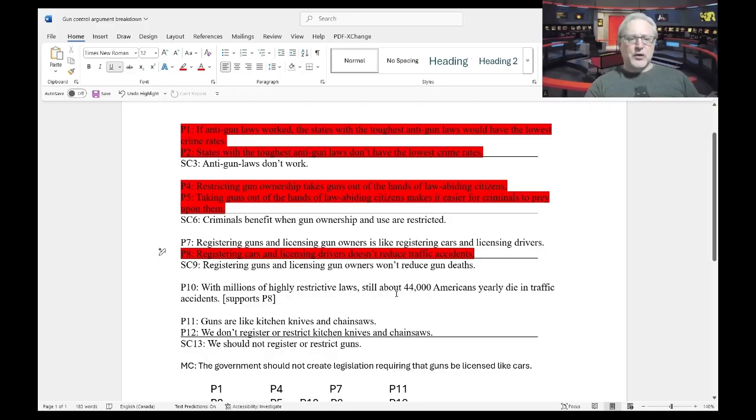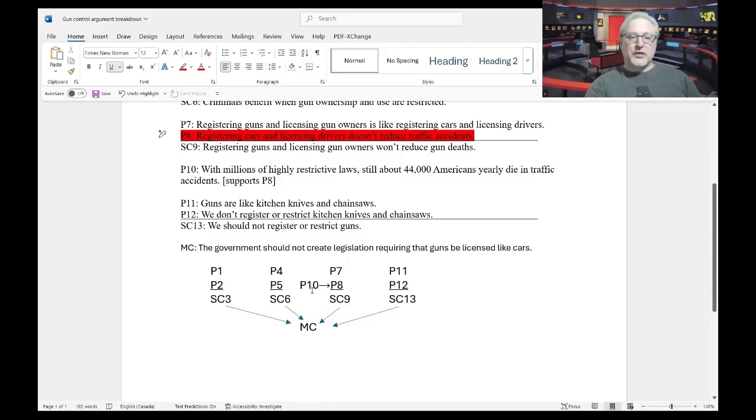What do we do with P10? Well, we said that P10 supports P8, which would mean that P10 is a premise for P8. So P10 arrow to, wait, hang on. I can show you. So that would mean that P10 to P8 here would be its own subordinate argument in support of premise number 8, which would be a subordinate conclusion in this case. But we've already decided that P8 is false.